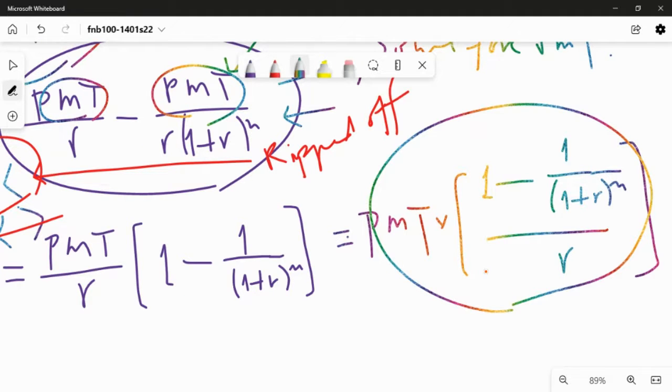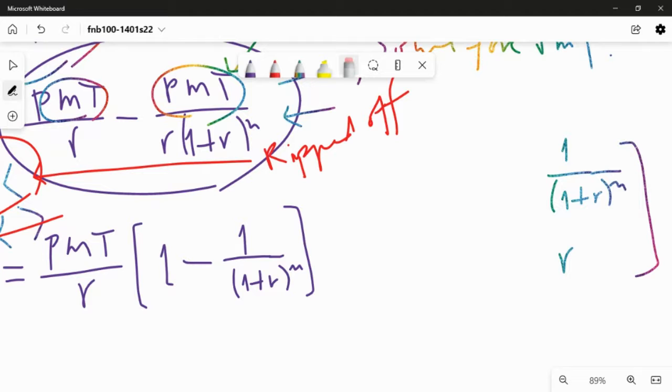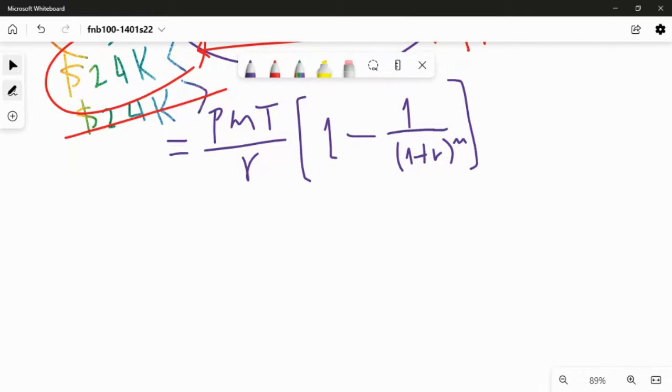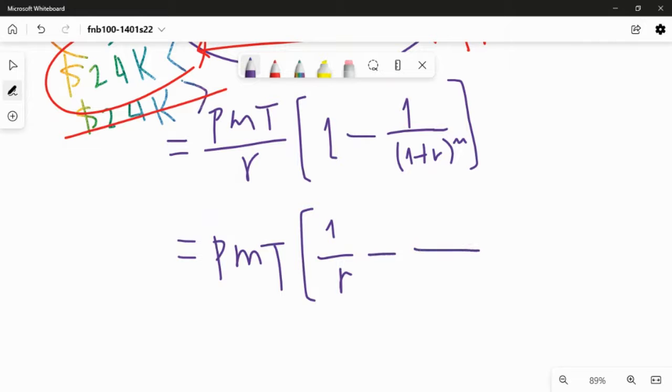But what I want to use is not this version. Think about it. Although payment over R is a common factor, I will simply factor out payment only. If I factor out only payment, then this one will be payment over, and this one will be 1 over R, because I factored out only payment, minus here, this is going to be 1 over R times 1 plus R to the n. Okay? Then think about it.